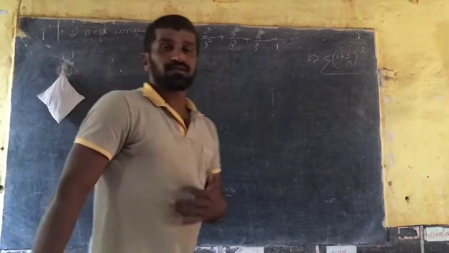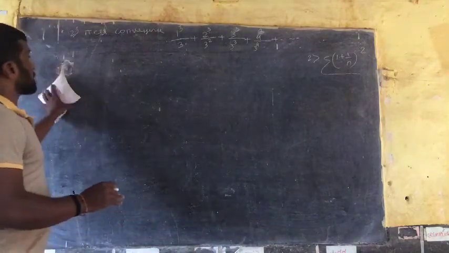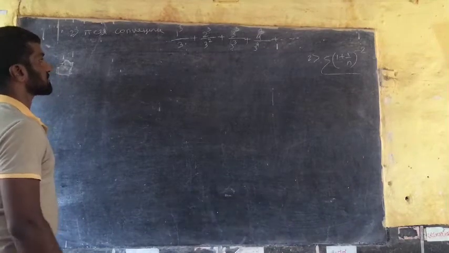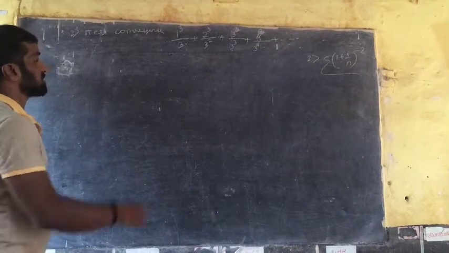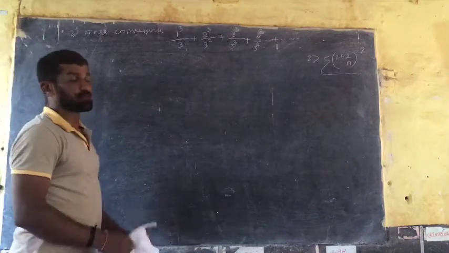Good evening. Remaining examples on the Cauchy root test: test the convergence of the series 1 cube plus 1 divided by 3 plus 3, 2 cube divided by 3 square plus 3 cube divided by 3 raised to 3, plus so on. As it is, first let's find its nth term, right?